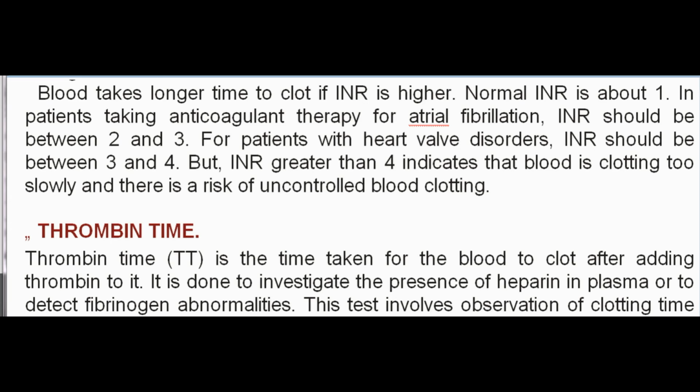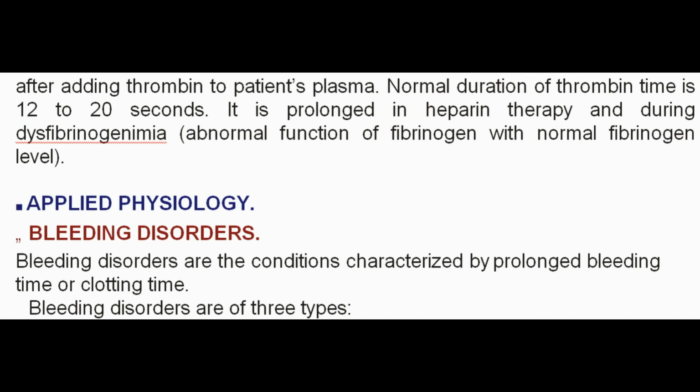Thrombin time, TT, is the time taken for the blood to clot after adding thrombin to it. It is done to investigate the presence of heparin in plasma or to detect fibrinogen abnormalities. This test involves observation of clotting time after adding thrombin to patient's plasma. Normal duration of thrombin time is 12 to 20 seconds. It is prolonged in heparin therapy and during dysfibrinogenemia, abnormal function of fibrinogen with normal fibrinogen level.